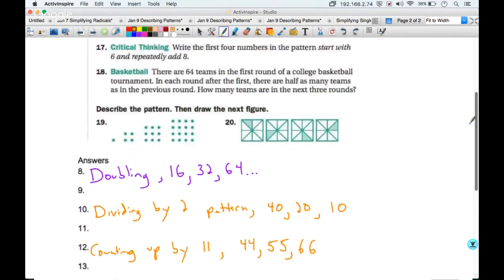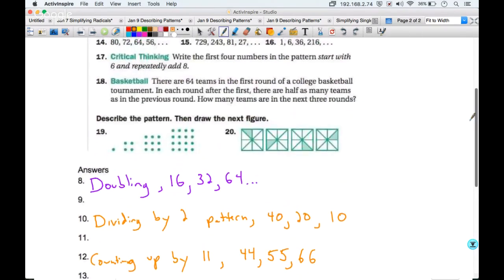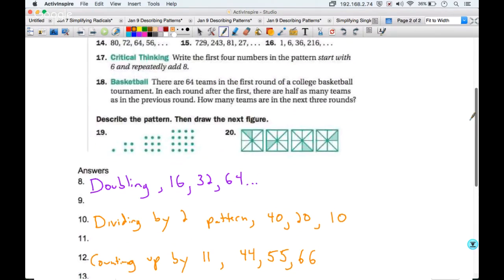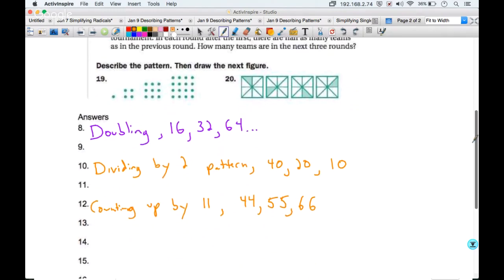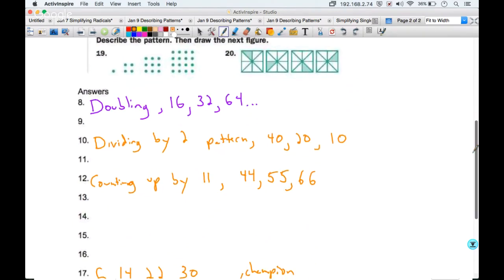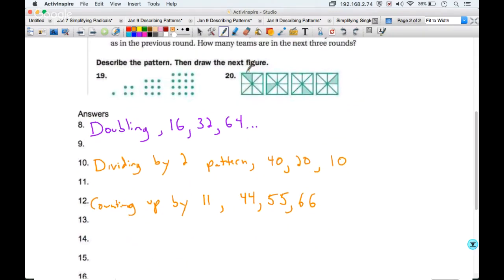All right. Describe the pattern, then draw the next figure. Maybe 20. Let's just end this with number 20. How would we describe that pattern? Well, let's just follow the shaded piece. How did it get from here to down there? It looks like this whole shape rotated.